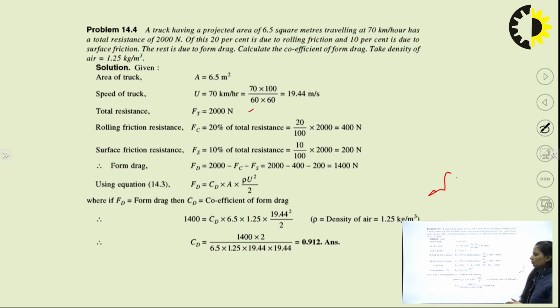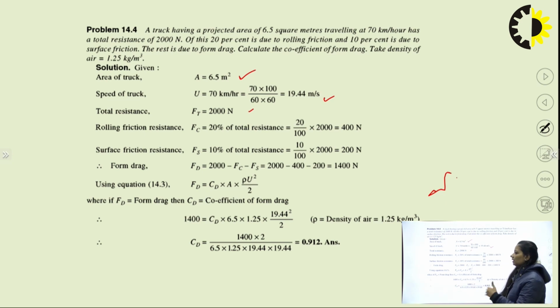Obviously this is a question of a moving vehicle. Here you can see the area was given as 6.5 meter square. The speed of the truck was given as 70 km per hour. You can convert it into meter per second, so this will come as 19.44 meter per second. Total resistance Ft was given as 2000 Newton.